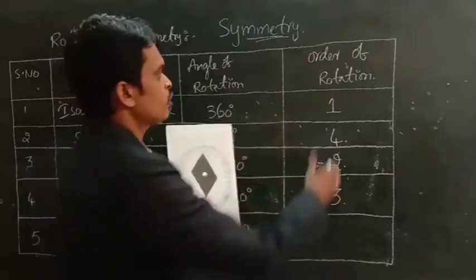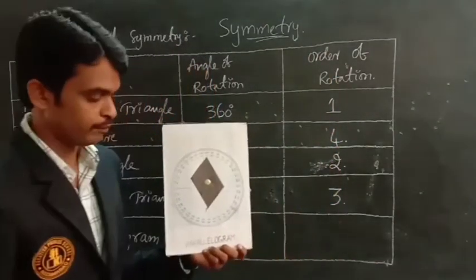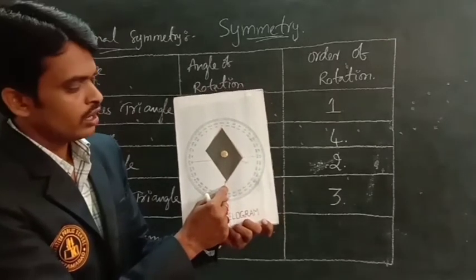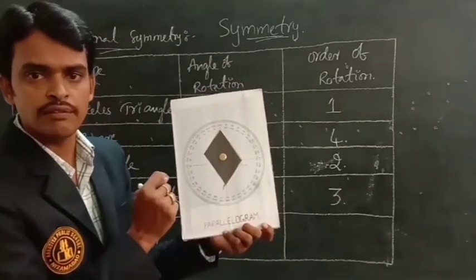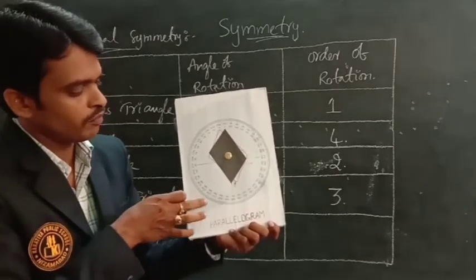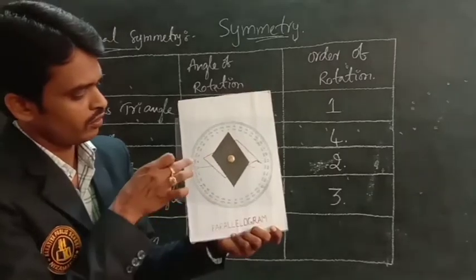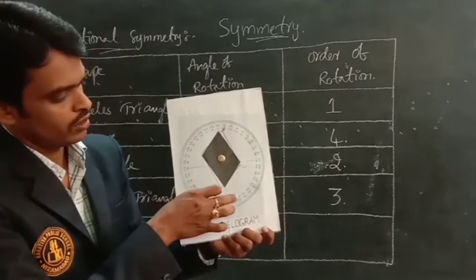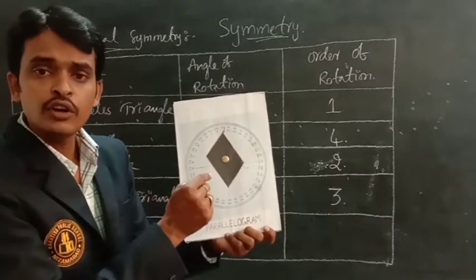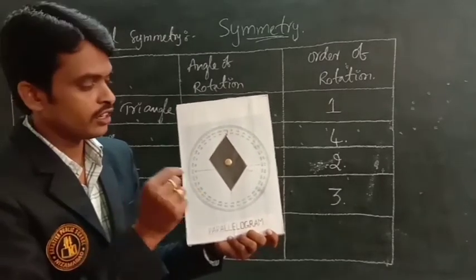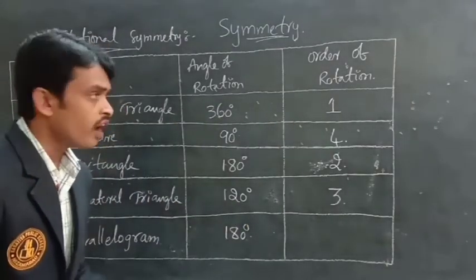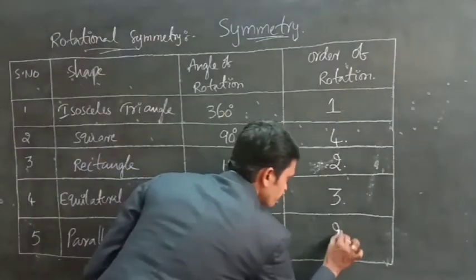Let us identify the order of rotations of parallelogram. Now here from 0 degrees to 180 degrees the parallelogram coincides with itself, then it is order of rotation 1, and go for further rotation. Yes, at 360 degrees again the parallelogram coincides with itself, then this is order of rotation 2, then the parallelogram has an order of rotation 2.